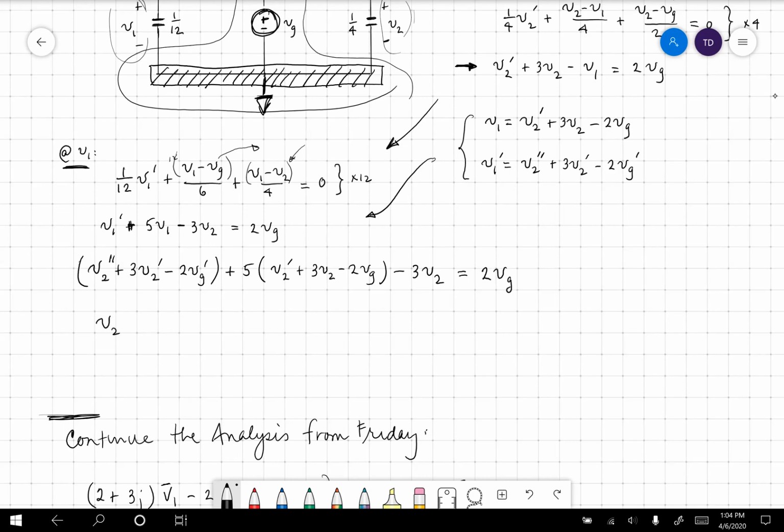So V2 double prime, that's that term. 3 V2 prime, 5 V2 prime, plus 8 V2 prime. That term, that term. 15 V2 minus 3 V2, 15 minus 3, plus 12 V2. Bring everything else to the other side. So I'm going to bring this to the other side. It's going to be plus 2 VG prime. Here I have 10 VGs that I'm bringing over, plus 10. So 2 plus 10 is plus 12 VG.